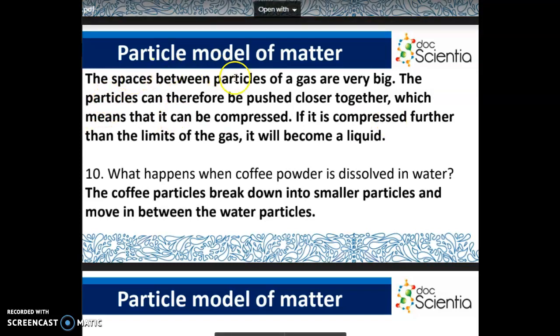So, the spaces between particles of a gas are very big, and the particles can therefore be pushed closer together, which means that it can be compressed. If it is compressed further than the limits of the gas, it will become a liquid. So if you compress a gas enough, it will become a liquid. I don't know about air.